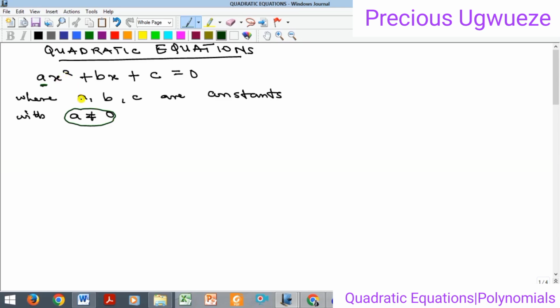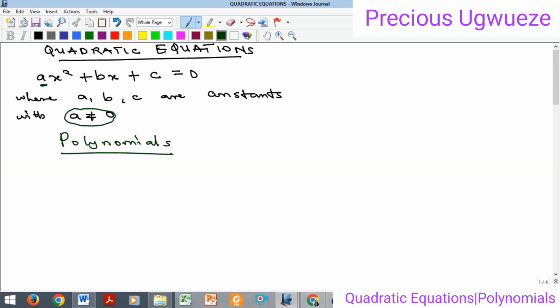Okay, so a quadratic equation can be in x. Of course, you can see the variable in this case is x. You can have a quadratic equation in other variables like p, like t, like s, and so on and so forth. So we'll quickly look at what is a polynomial.